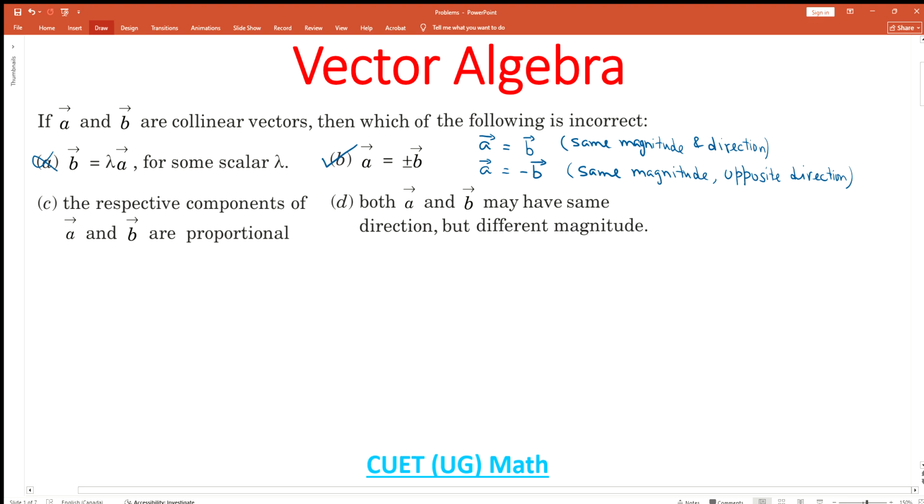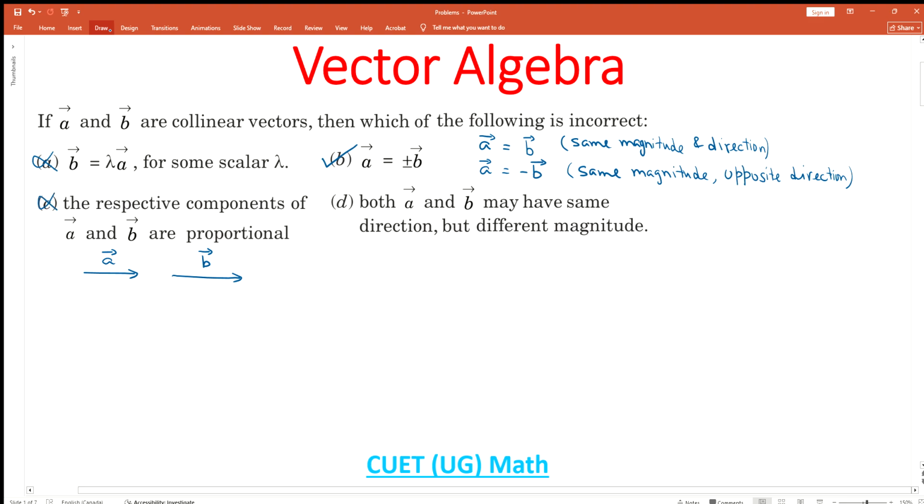We can analyze options C and D as well. In option C, we are given that the respective components of vectors A and B are proportional. This is true because if two vectors are along the same line or are parallel to each other, their components will be proportional to each other and the proportion will be equal to their scalar multiple, which we can use to make the two vectors equal to each other. So the statement in option C is true. So option C cannot be the answer.